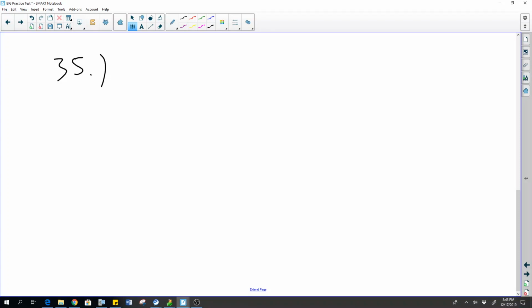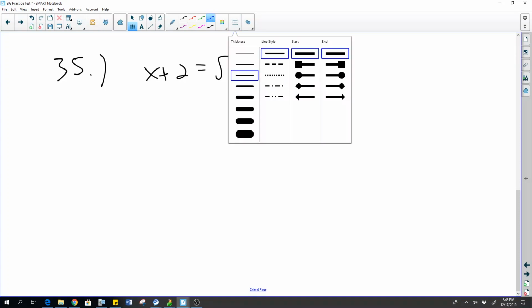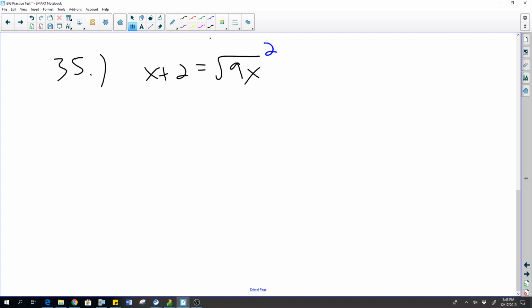So 35 says, please solve x plus 2 equals the square root of 9x. People commonly make a little mistake here, which we don't want you to get tricked up on the test. So how do you undo the radical of the square root? Can you remember? How do we undo that square root? Good, square it, power 2 on both sides. If you do it to one side, you have to do it to the other side, but you don't do it individually.